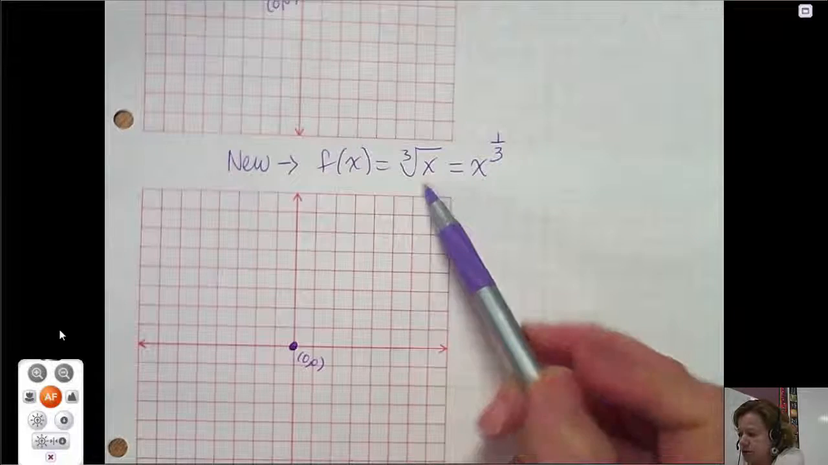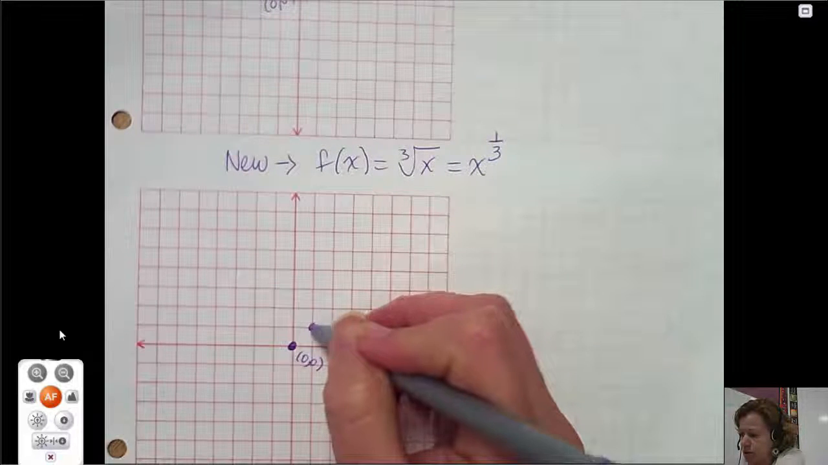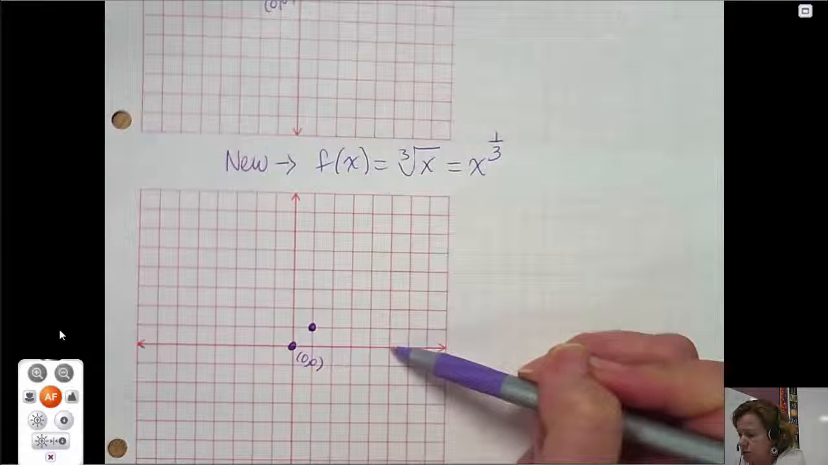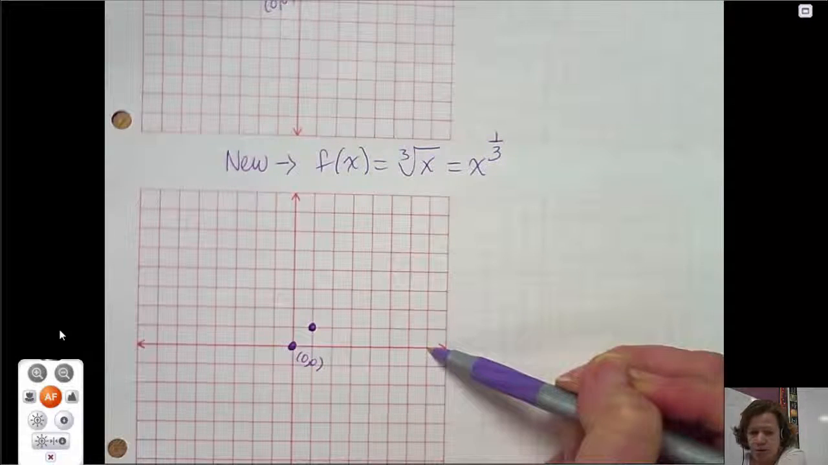The cubed root of 1 is 1, so we plot the point 1, 1. Now I don't know the cubed root of 2, 3, 4, 5, 6, or 7, but I do know that the cubed root of 8 is 2. So there's a point I can plot also.